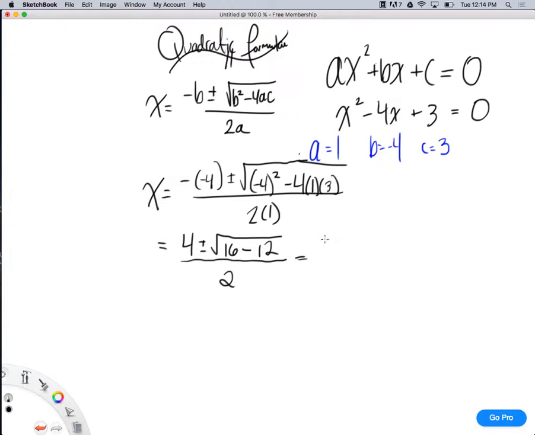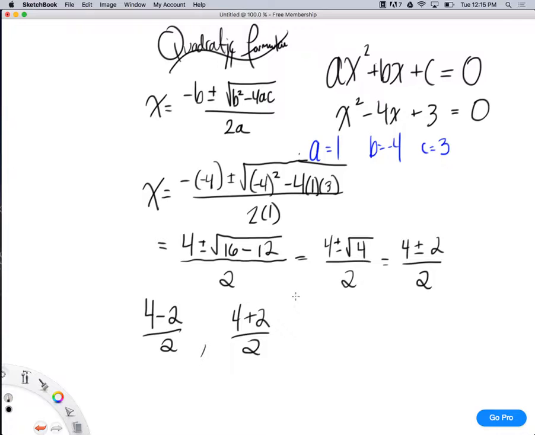Okay, simplifying, I get 4 plus or minus square root of 16 minus 12 is 4, all over 2. Further simplifying, 4 plus or minus square root of 4 is 2, all over 2. Now, because the number inside the radical is a perfect square, I ended up with the whole number here. That won't always be the case, but in this case it is. And when it is, you separate to the two solutions, which are 4 minus 2 over 2 and 4 plus 2 over 2.